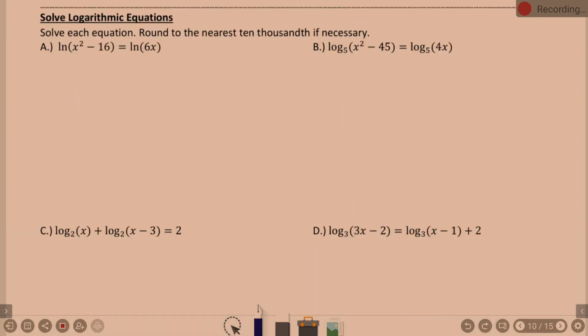On the back side, we are solving log equations now. Depending on what your scenario is will depend on the route we take. As in, do we have logs on both sides? Or do we just have a log on one side? So we've got 2 different scenarios we're going to be looking at. Solve each equation, round to the nearest 10,000. That means you're going to be using a calculator as necessary, right?